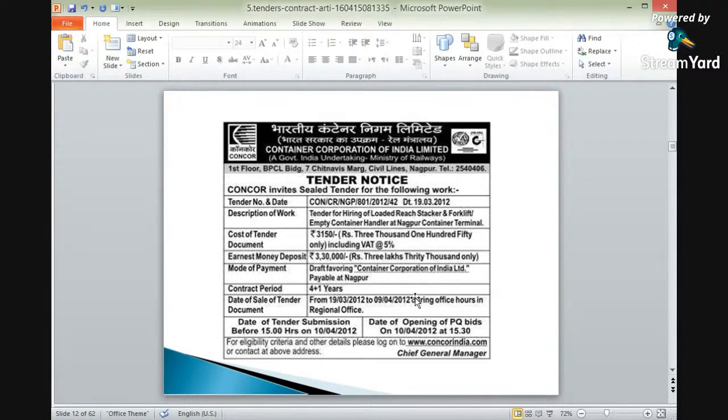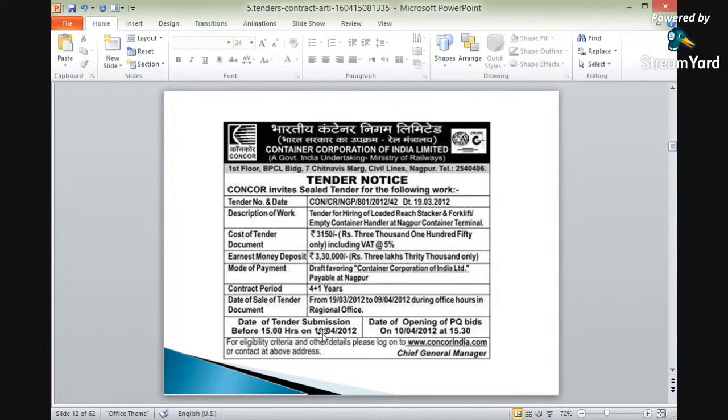Okay. The contract period is for an extra 1 year will be given, but actually it is for 4 years. 4 plus 1 is an extra 5 years. Okay. Date of sale of the tender documents. What is the date of sale? It will start from 19 and end at 9/4. Okay. And what is the duration? The time is also given.